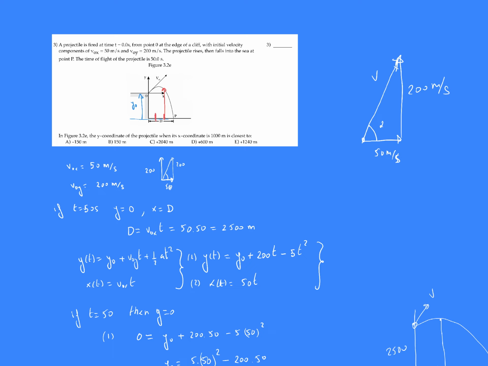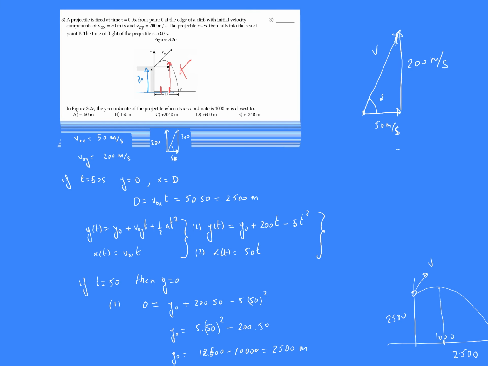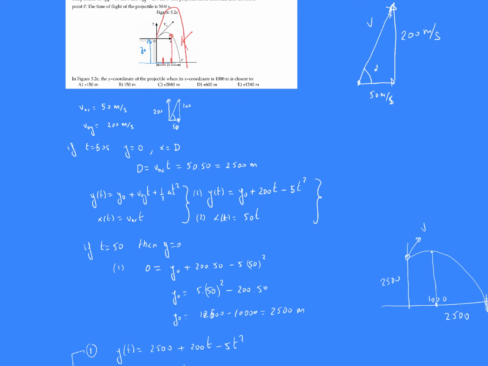The x of 1,000 meters is not where I drew it here, it is here. I don't know if this graph is correct, graphically speaking. Maybe it's more like this, okay? Doesn't matter. So what happens with the y?